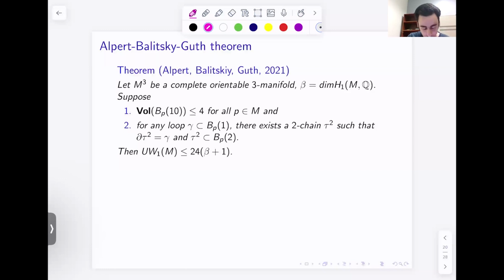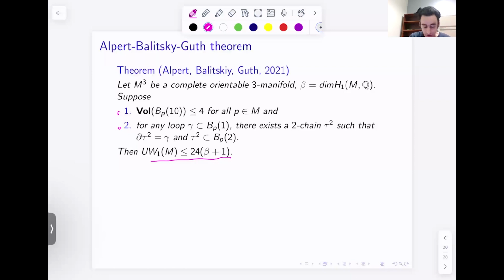in the three-manifold setting. So first, we have a condition which is like a positive macroscopic scalar curvature. So it's a bound on the volume of the ball of radius 10. And then it has this additional condition that if you have some loop in a ball of radius 1, then you can contract it in a ball of radius 2. So it's a certain filling radius condition. And together, these two conditions imply a bound on the one-dimensional Urysohn width of the manifold M.